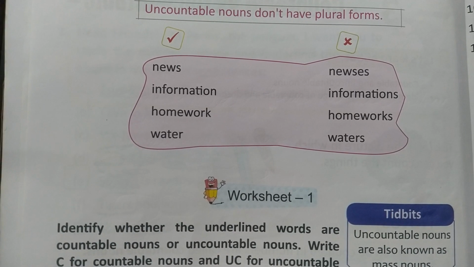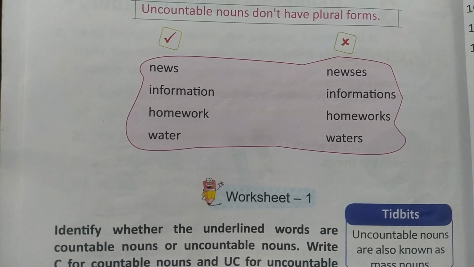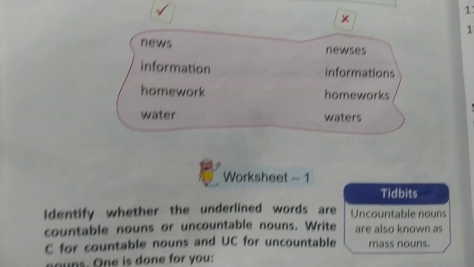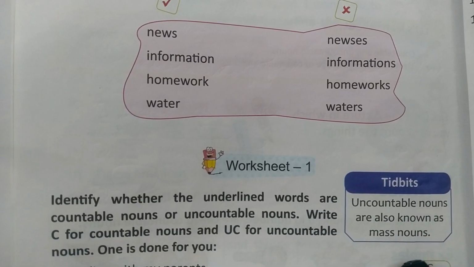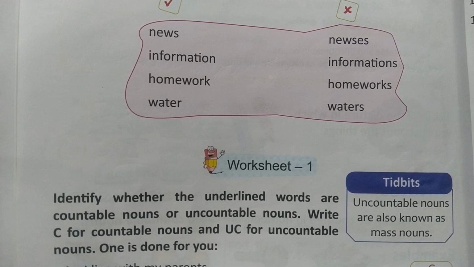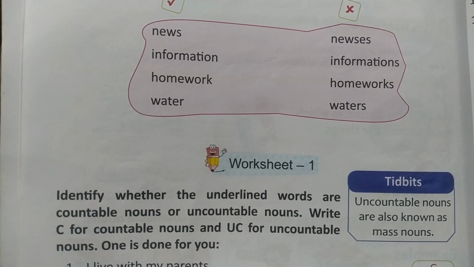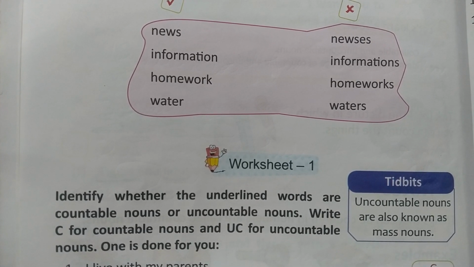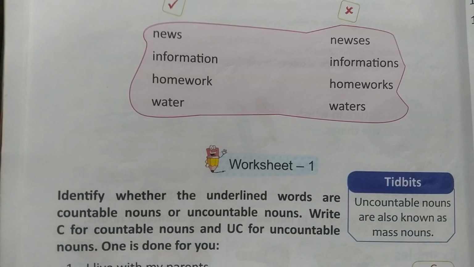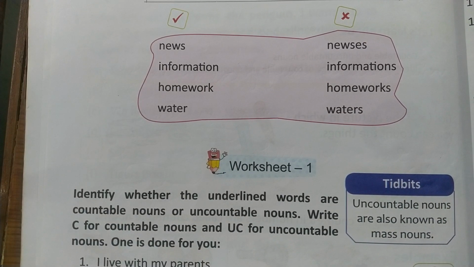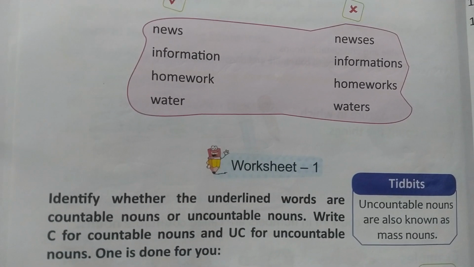Now, let us do worksheet number 1. But before that, we will learn that uncountable nouns are also known as mass nouns. Why mass nouns? Because they are found in a group or in a colony, that kind of thing, like homeworks. It is a collection. Therefore, it is known as a mass noun.